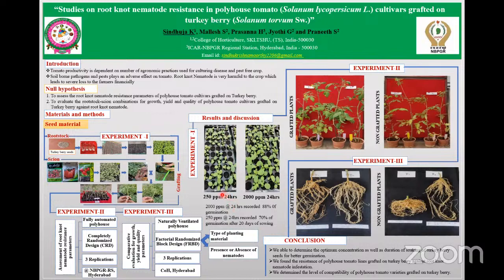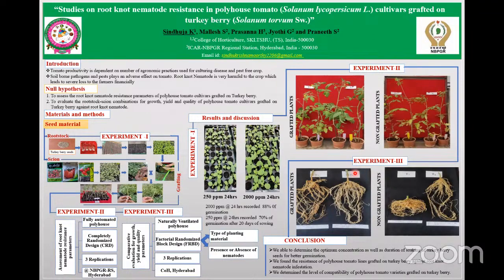Let's move on to the results and discussion. From experiment 1, we proved that GA3 at 2000 ppm with 24 hours of soaking was significantly the best compared to others. Here we can see the difference: 250 ppm at 24 hours recorded a lower germination percentage, 70%, and also slow growth of the seedlings. From experiment 2, we studied resistance against nematodes. Grafted seedlings were found growing better without any foliar symptoms, whereas non-grafted seedlings clearly showed a high difference, with foliar symptoms.